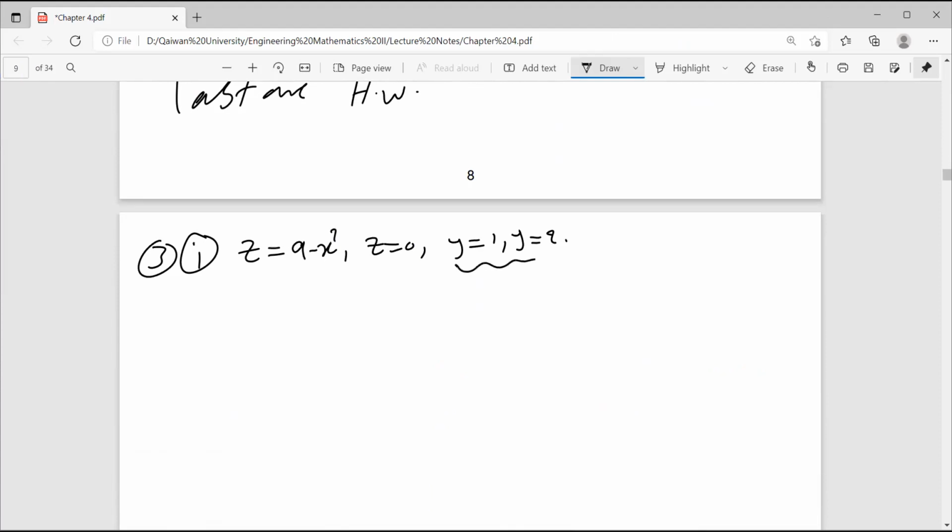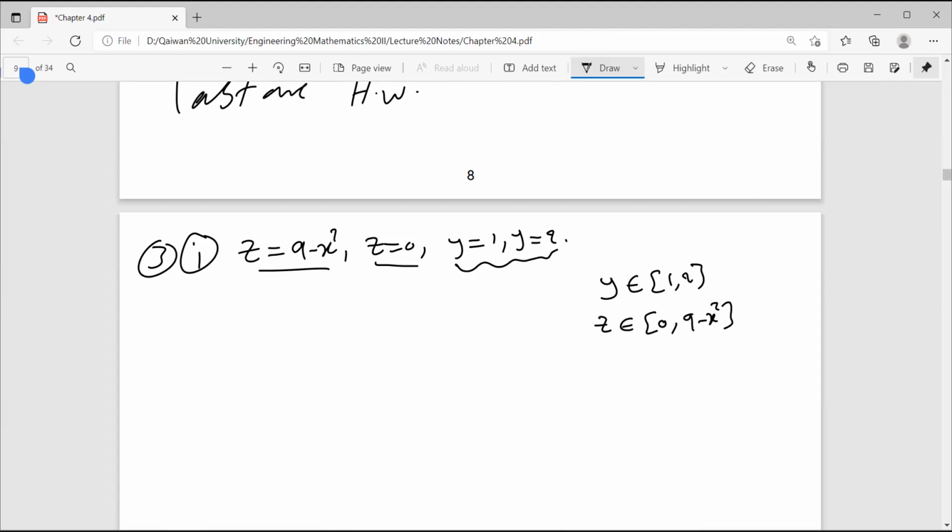Here, for y, we have both lower and upper limits. We have no problems with y. And for z also, z is 0 to this function. Here, y belongs to 1 and 2. Z belongs to 0 to 9 minus x squared, is it? Okay. How about x? We say z could be 0.